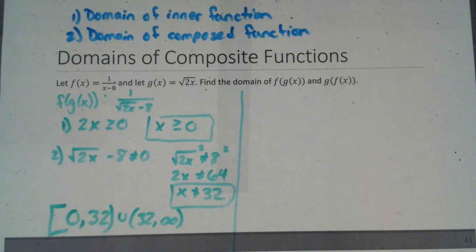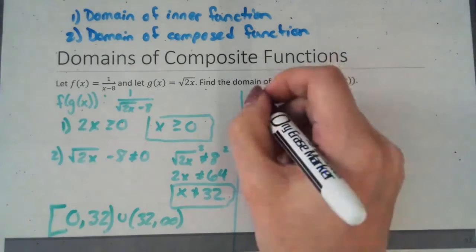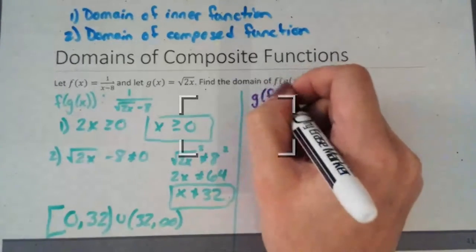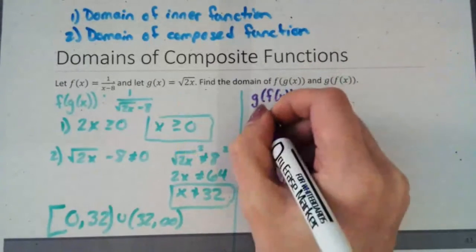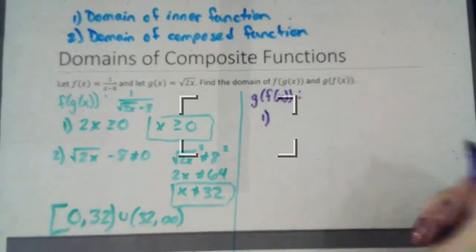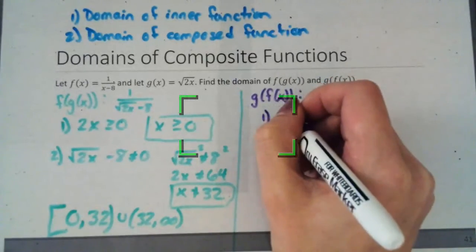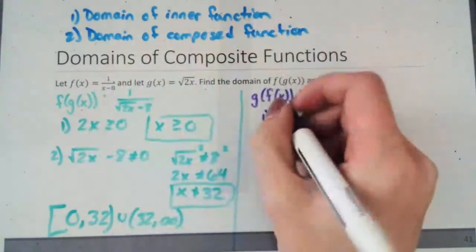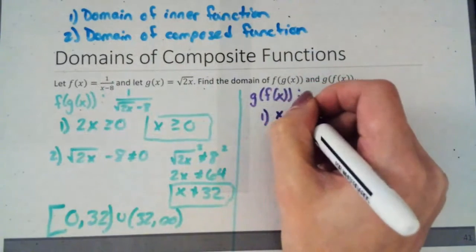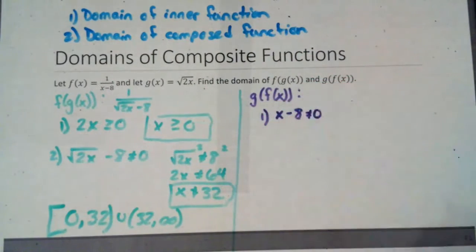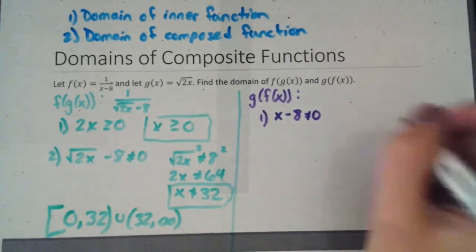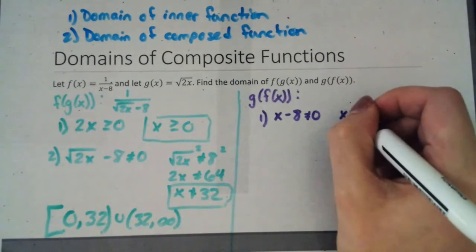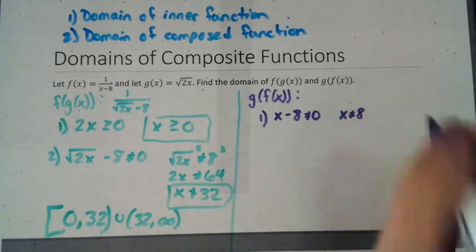Now let's try it the other way. We want to find the domain of g of f of x. So first up, we find the domain of the inner function, f of x. We only have a fraction. I need to make sure that the denominator, x minus 8, is not equal to 0. If I add the 8 over, I get that x cannot be equal to a positive 8.